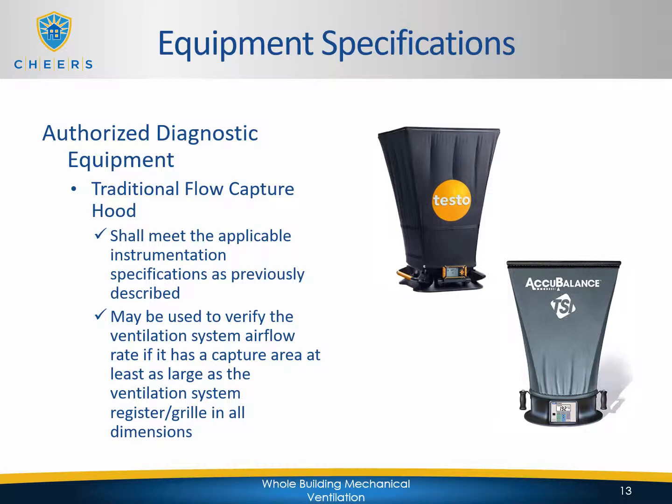And then you have a traditional flow capture hood. It shall meet the applicable instrumentation specification as previously described. It may be used to verify the ventilation system airflow rate if it has a capture area at least as large as the ventilation system register grill in all dimensions. So as we talked about in the adequate airflow section, basically in order to use a regular flow hood like in these pictures or the power flow hood like we show you in the previous picture, the flow hood has to completely cover the register grill of the mechanical ventilation system that you're about to test.